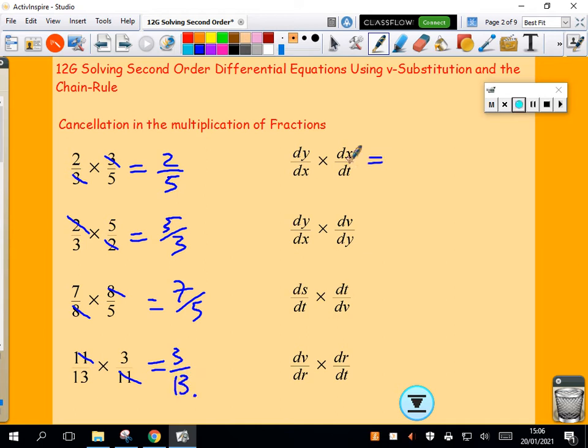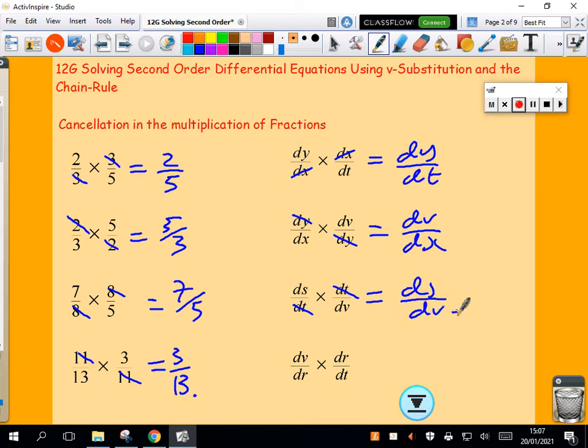dy dx times dx dt, the dx's will cancel to give me dy dt. dy dx times dv dy, the y differentials will cancel to leave me with dv dx. ds dt times dt dv, the dt's will cancel to leave me with ds dv. And then finally, in the last example, the differentials will cancel to leave me with dv dt. Okay, this is just the chain rule. That's what the chain rule says. It's essentially just dealing with the multiplication of fractions.